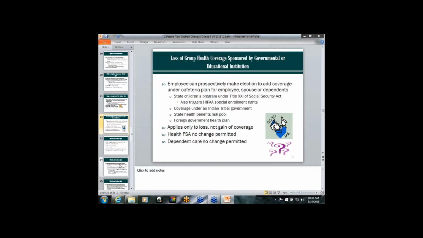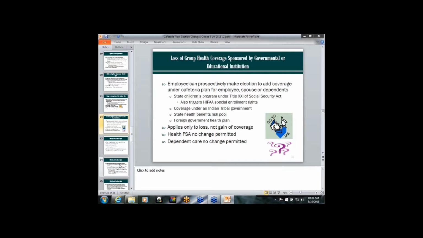Now this is an interesting one. The loss of group health coverage sponsored by a governmental or educational institution. I'm not going to really go into this because the thing I want to stress with this is the first word, loss. So if someone loses this type of coverage, the state coverage or actually a foreign governmental health plan or whatever, they may be able to make an election change.